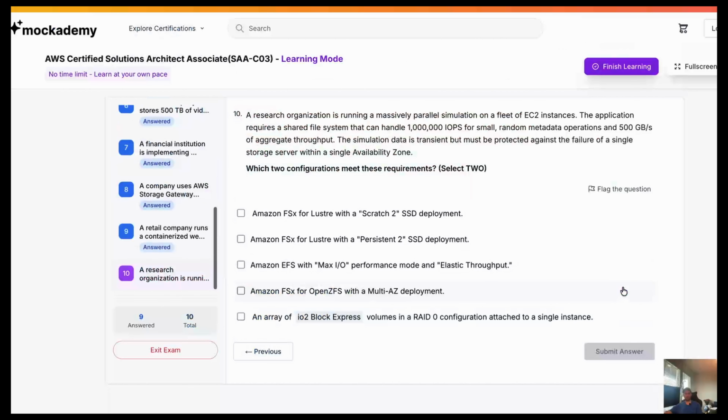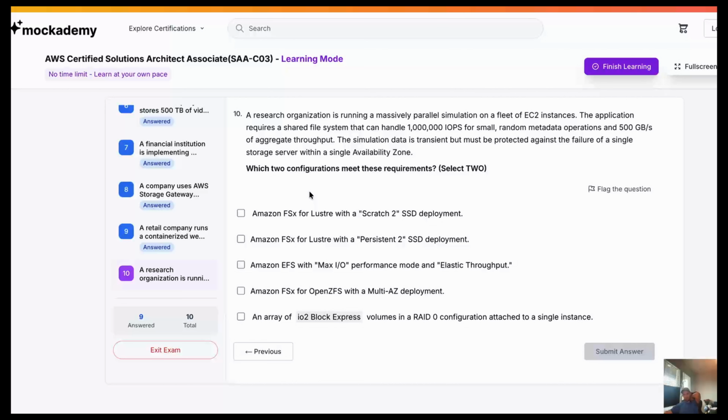Alright, let's go to question number 10. A research organization is running a massively parallel simulation fleet on EC2 instances. The application requires a shared file system that can handle millions of IOPS for small random metadata operations and 500 Gbps of aggregate throughput. The simulation data is transient but must be protected against the failure of a single storage server within a single availability zone. Which two configurations meet these requirements?